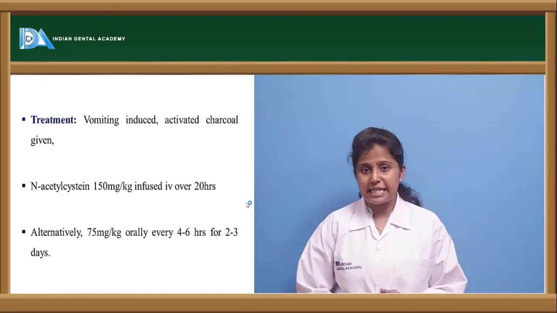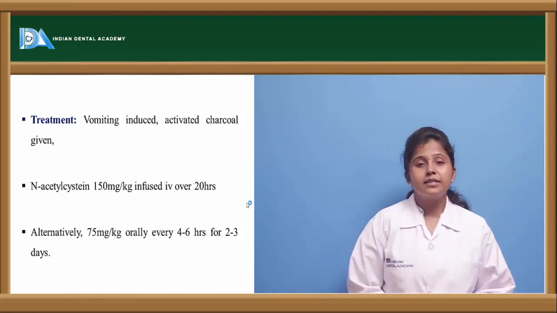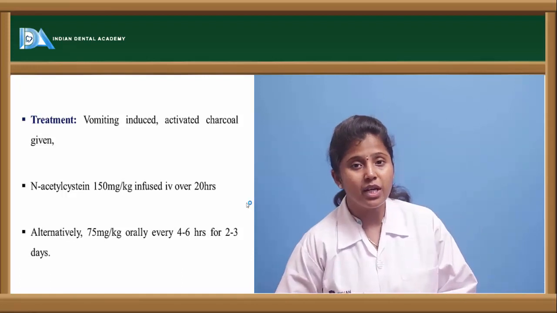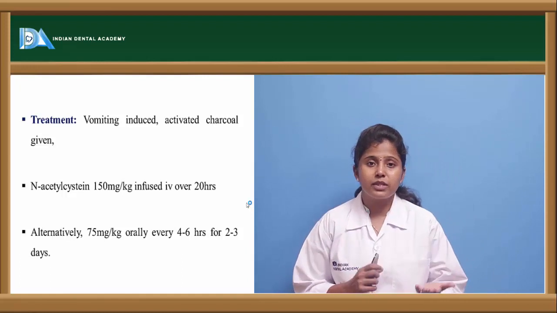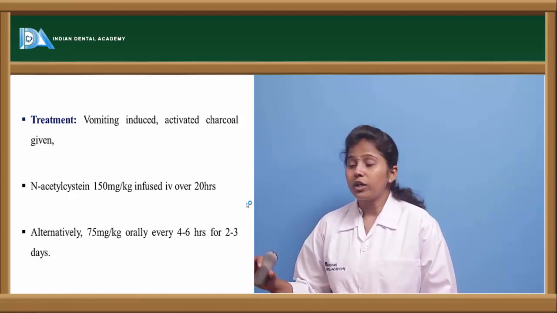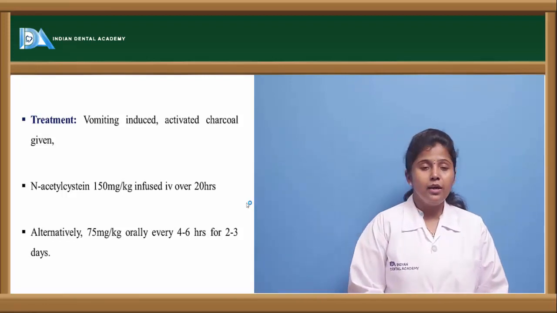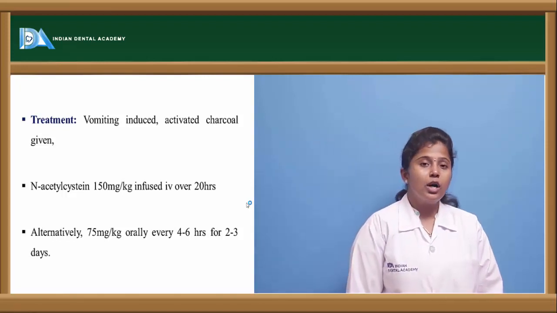N-acetylcysteine is given in the dose of 150 mg per kg. It is given based on the body weight, through IV infusion, in the sense it is infused through IV over 20 hours. Alternatively, apart from this, the alternative dose which is preferred is about 75 mg per kg orally every 4 to 6 hours, and this dose is given for 2 to 3 days.